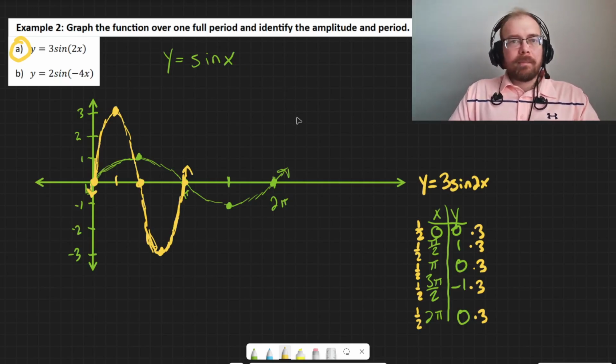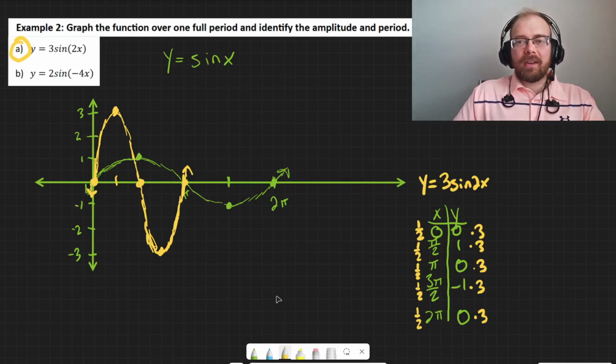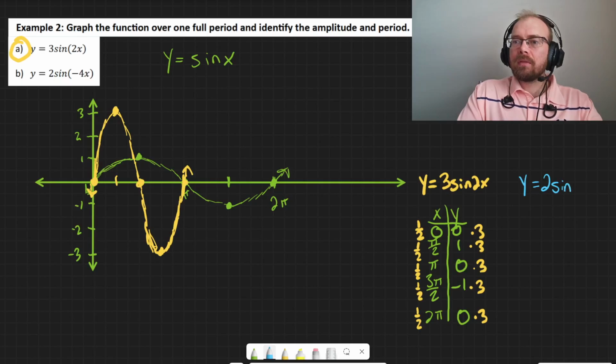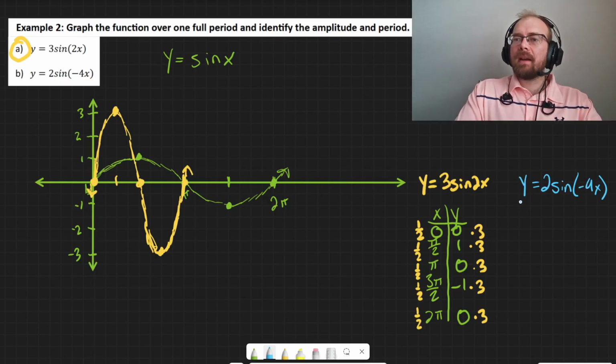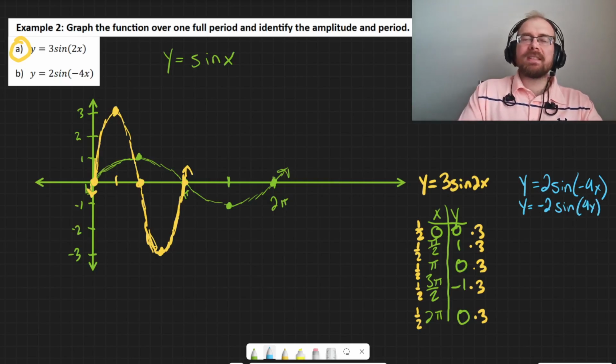You know what? We might as well go ahead and do both. I was going to split them up, but it takes so long to set up the graph that I might as well just go ahead and finish off the other one as well. So the other one will be y equals 2 sine of -4x. Okay. And with the graph of y, you could write it as a negative inside of the parentheses, or you could write it as a negative outside of the parentheses, and it would actually be the same thing.